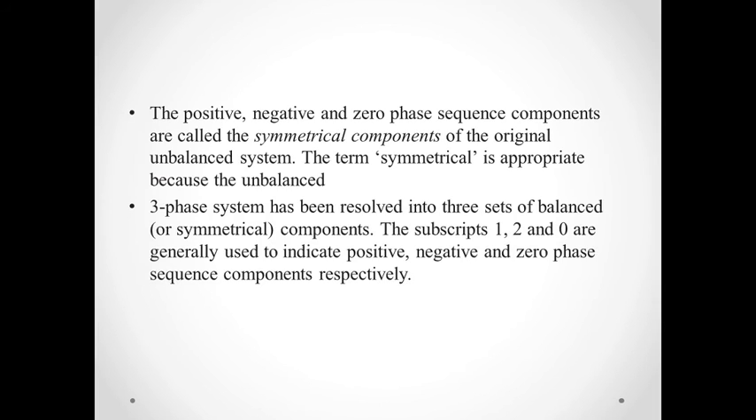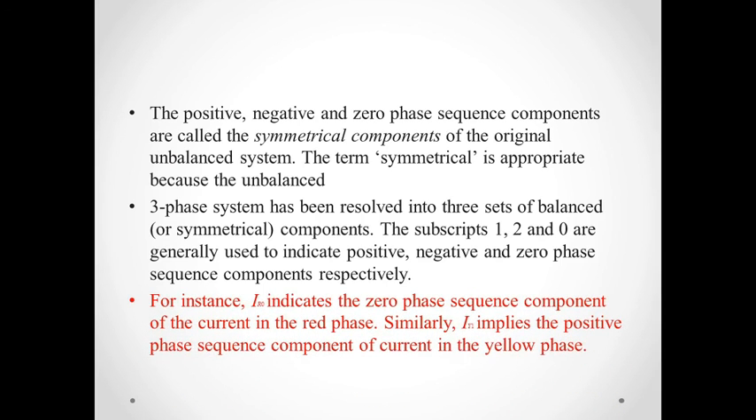And for better understanding, for positive we denote it by 1, for the negative phase sequence we denote it by 2, and for the zero phase sequence we denote it by 0. So if we have some current on the red line, we call it IR0, so the 0 denotes the zero sequence current of that red phase. Similarly, IY1 implies the positive phase sequence.